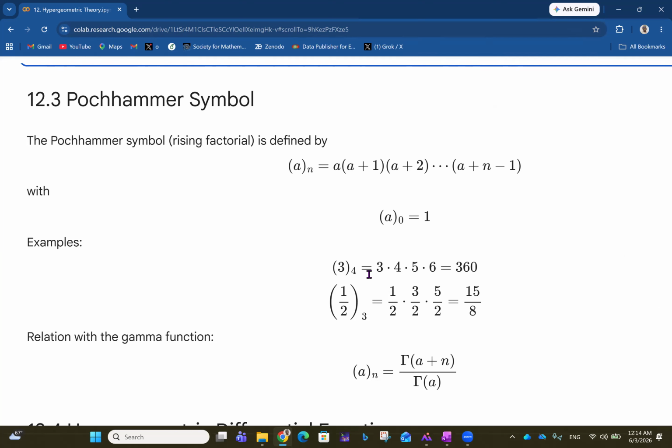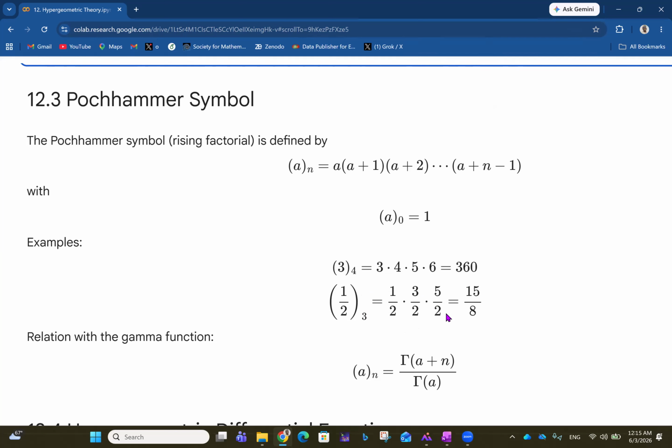For instance, we have 3 sub 4, that is 3 times 4 times 5 times 6. So starting from 3, go 4 steps: 1, 2, 3, 4. Consecutive numbers multiply starting from the given number in brackets, and this is 360 in this case. It is also possible for fractions. So 1 over 2 sub 3 means 1 over 2 multiplied by 1 over 2 plus 1, which is 3 over 2, multiplied by 3 over 2 plus 1, which is 5 over 2. And that's 3 steps now. If you put all of that together, you have 15 over 8.